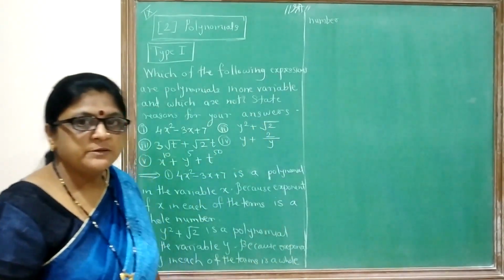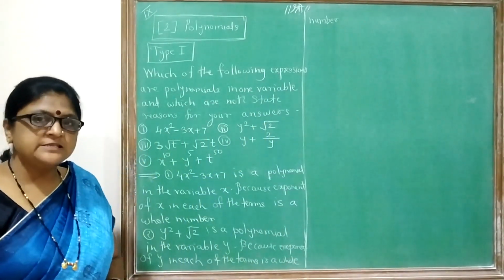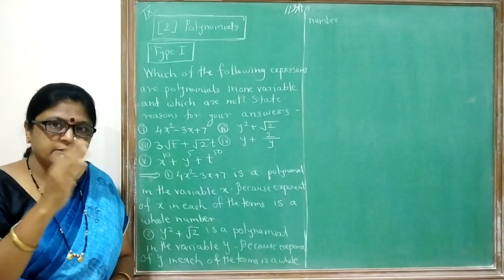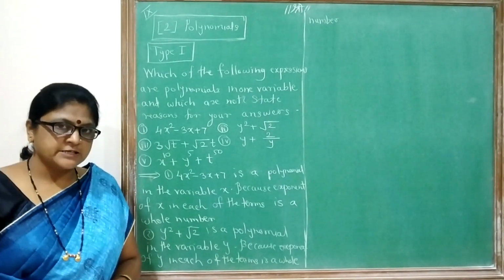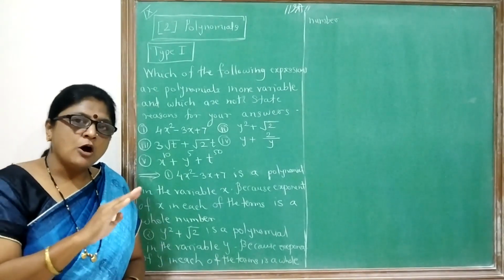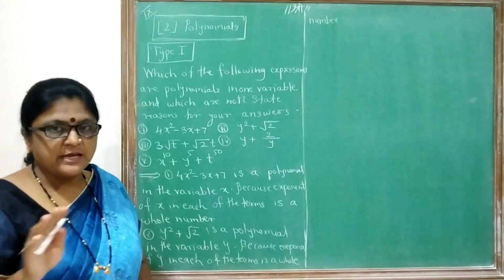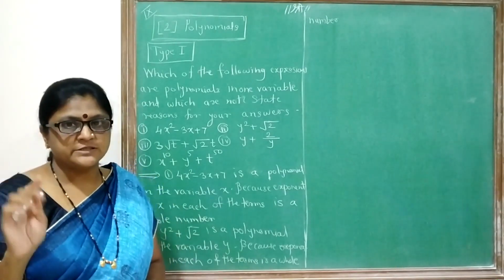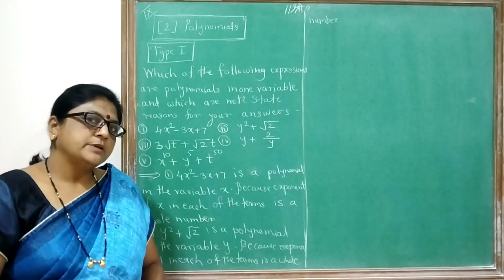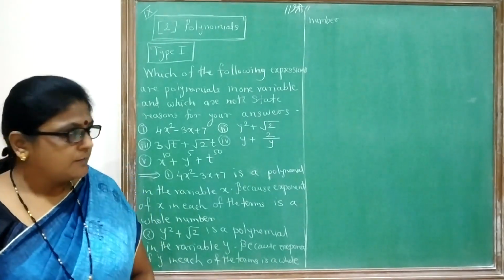We know what is meant by a whole number. Whole numbers start from 0, that is 0, 1, 2, 3 up to infinity. They are all non-negative numbers. This is called a whole number, and the set of whole numbers is denoted by capital W.